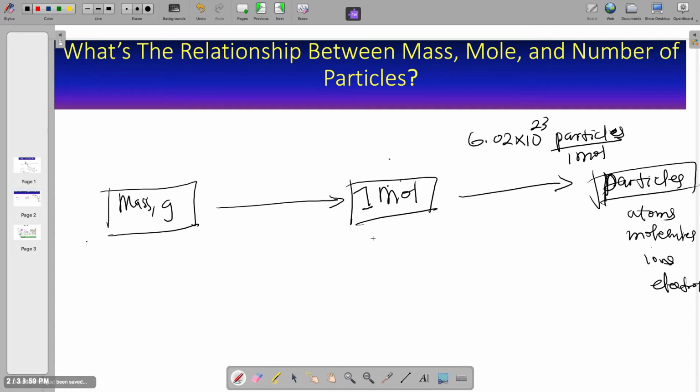And we've already seen that. Now, how then do we go from mass in grams to moles? So remember, the periodic table contains the elements. And these elements, of course, do have atomic masses.